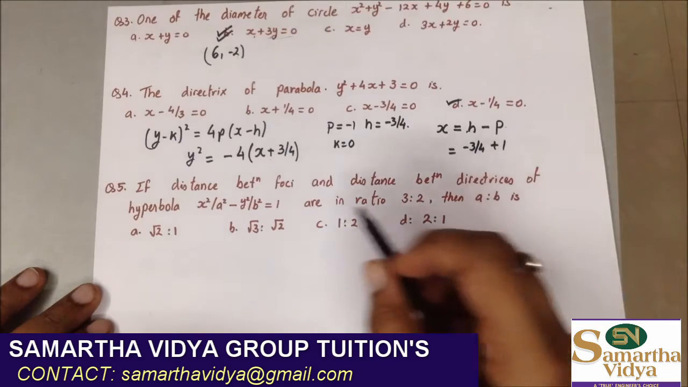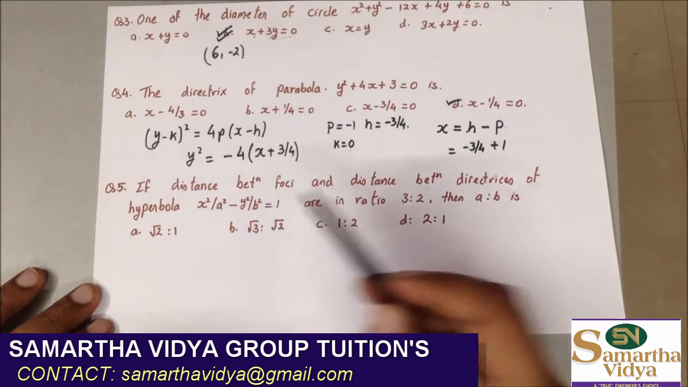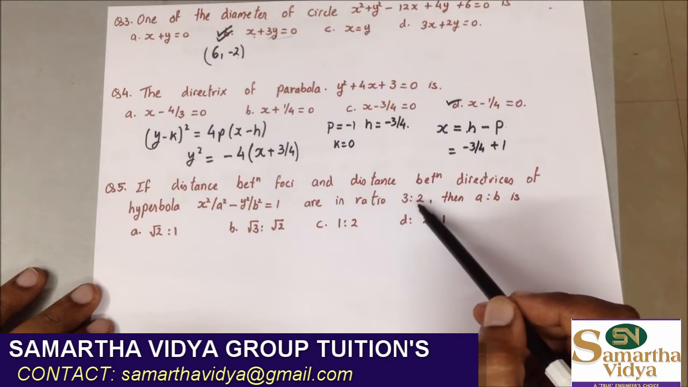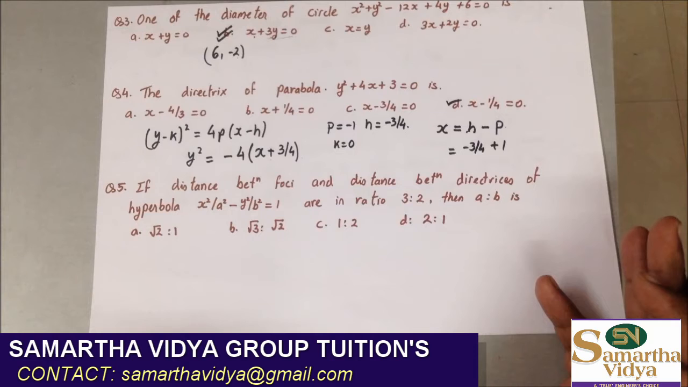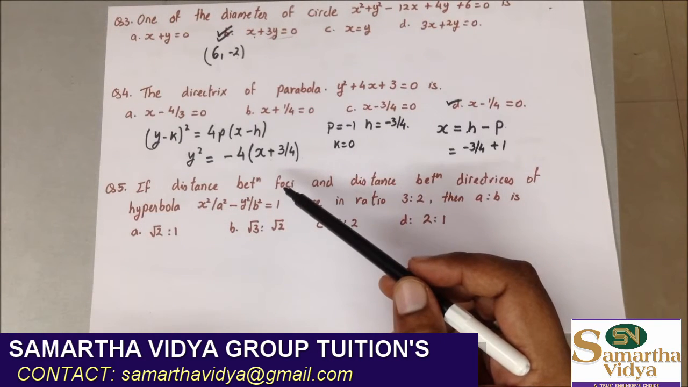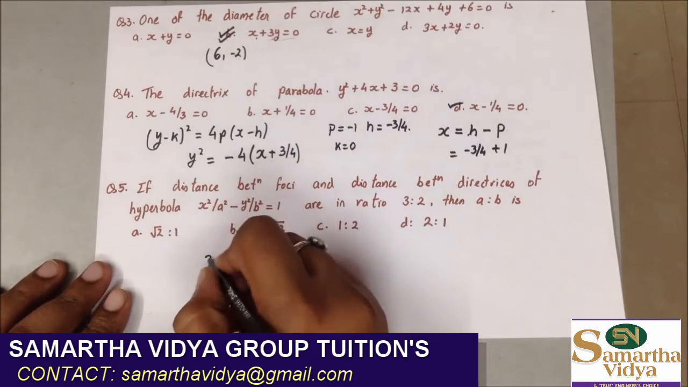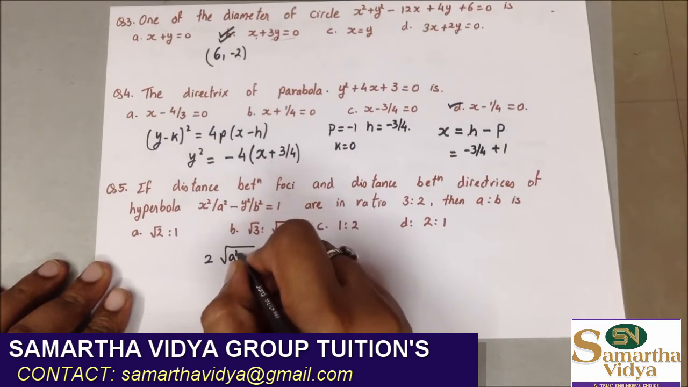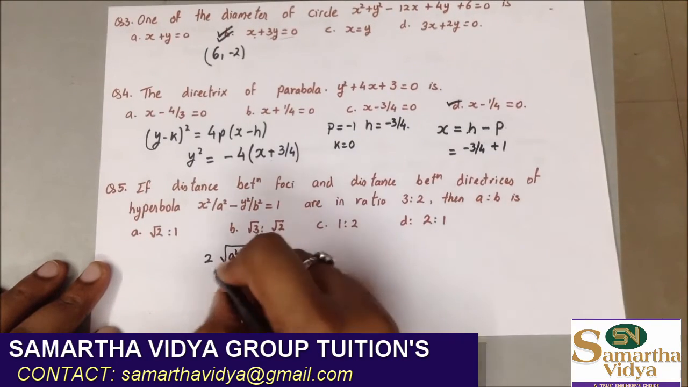Moving on to the next one, we have the distance between the foci and the distance between the directrix of the hyperbola, which is given in the ratio 3:2. I need to find the ratio of A:B. So for that we need to find what is the distance between the foci. The distance between the foci is given by the formula, which is 2 root of A square plus B square. So that's the distance between the foci.